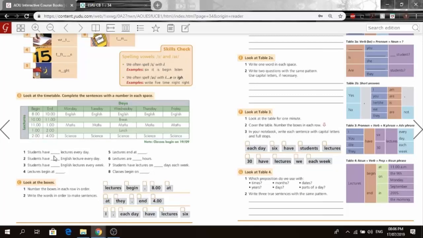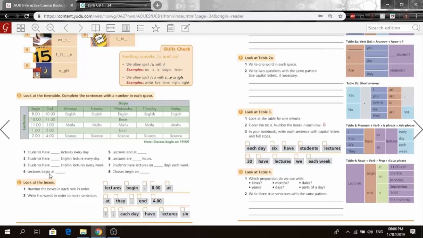T-H-R-E-E. Okay? Number 2, students have dash English lecture every day. So obviously that's correct. Students have 1 English lecture every day, so O-N-E, 1. Number 3, students have dash English lectures every week. That's correct. Students have 5 English lectures every week, F-I-V-E.